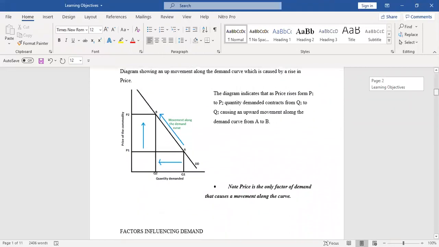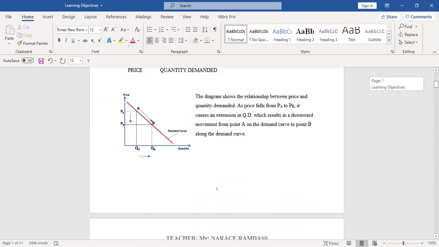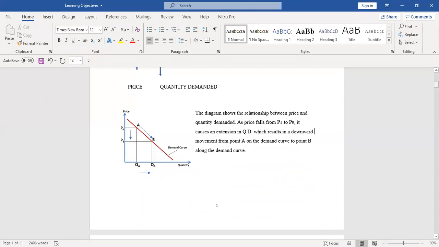All right. So we're moving on, guys. So we just talked about what will be the effect of a fall in price. And we're seeing the effect of a fall in price on quantity demanded. When price falls, it causes an extension in quantity demanded. It means people are going to buy more. Now we're going to look at what happens when price rises.